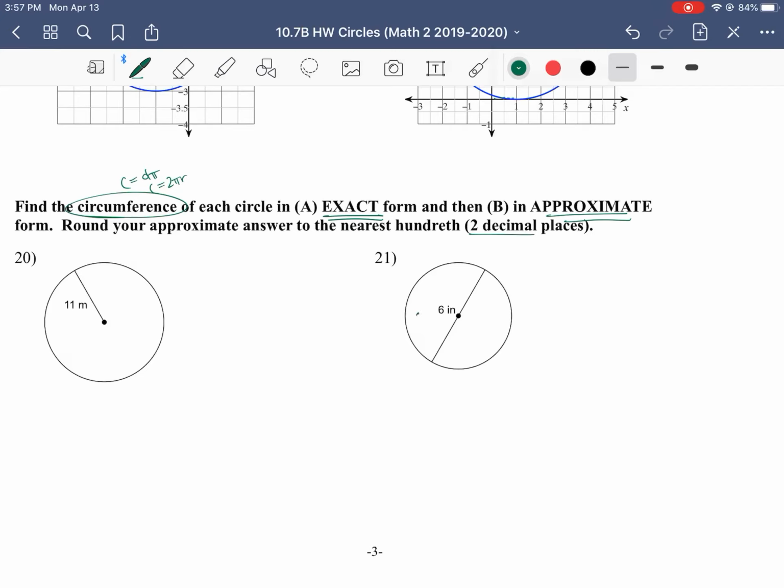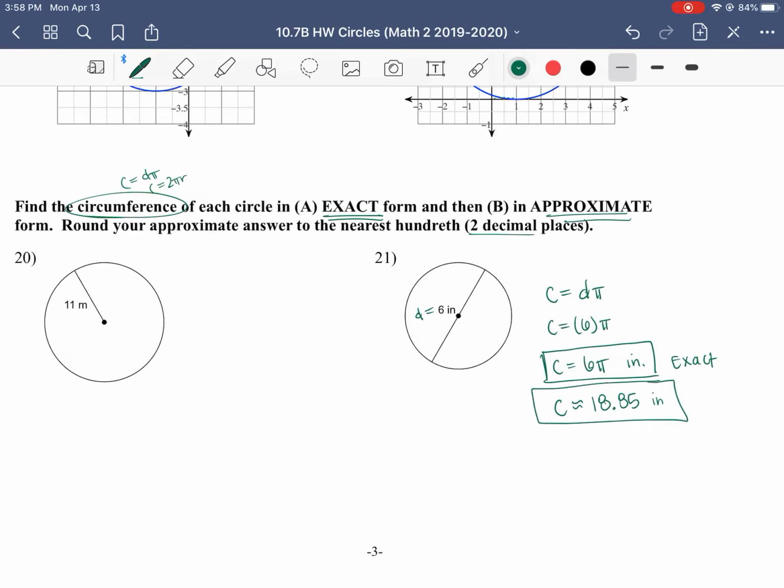So let's do 21. Again, notice this is a diameter, which is 6 inches. So I'm going to use circumference is equal to diameter times pi. So circumference is equal to 6 times pi. Again, in exact form, we leave the pi there, and we just say 6 pi inches. Again, that's exact. You don't have to write exact, but just recognize it's the one we're looking for. Then if we want to approximate that, we plug that in the calculator 6 times, and we use that pi button. Again, it asks us to round to 2 decimal places, so we'll round out to 2.